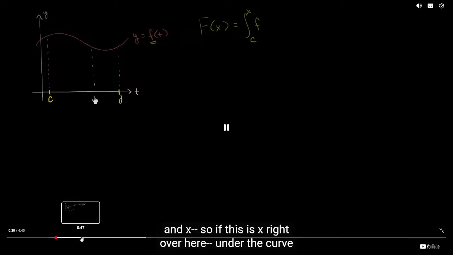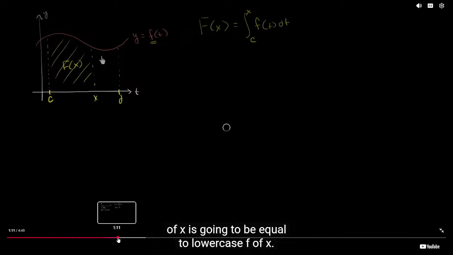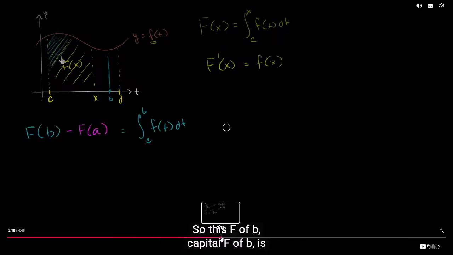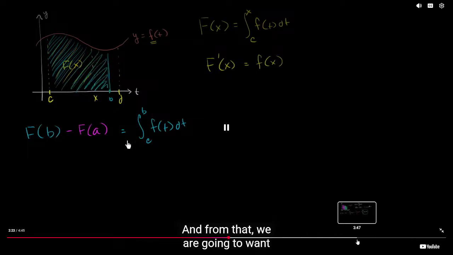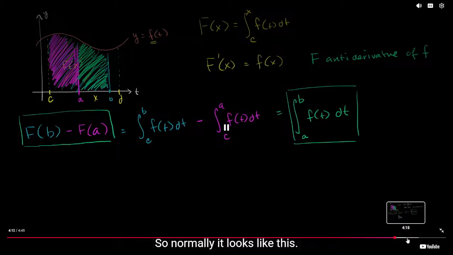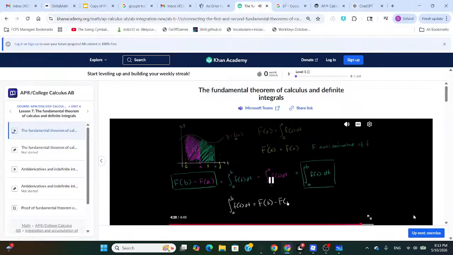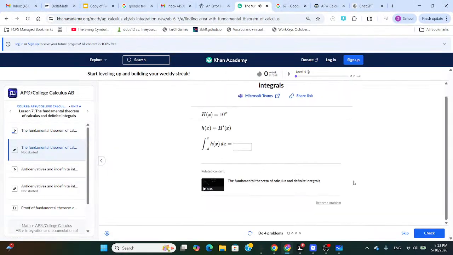So if this is x, continuous over this, what is all of this business right over here? And from that, it looks like this. From that, subtract the antiderivative.